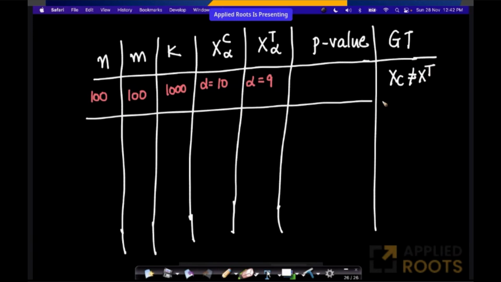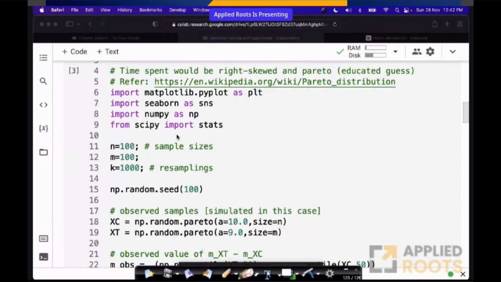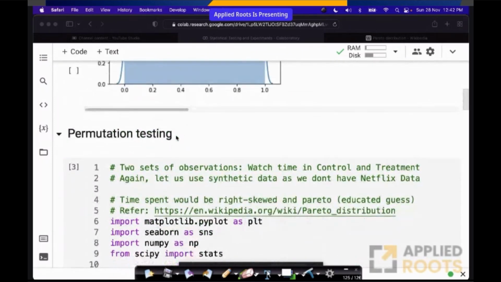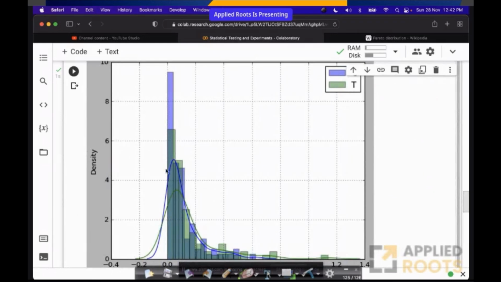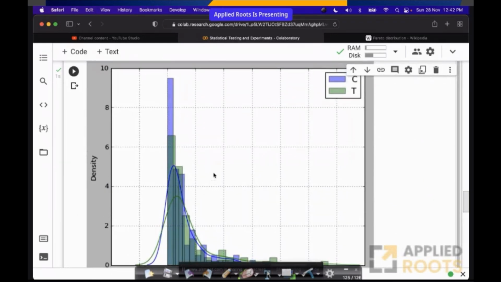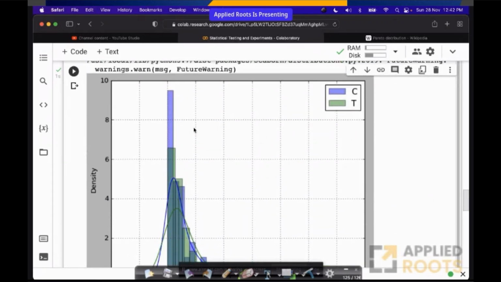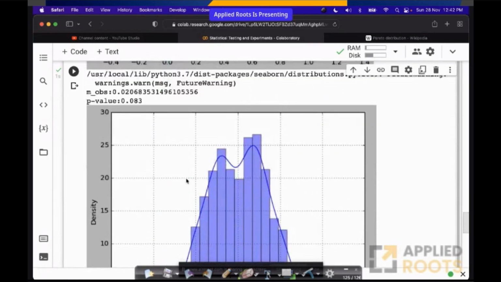In this case, let's see what happens first. If I run this whole experiment, we have the code. It takes literally a couple of seconds to run the whole thing. Let's run this. This is a simple simulation. I'll run this whole cell. Let's see what it shows us. So these are two distributions. This purple line is the distribution of control. This green line is the distribution of treatment.